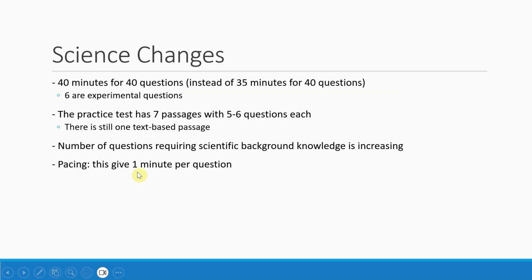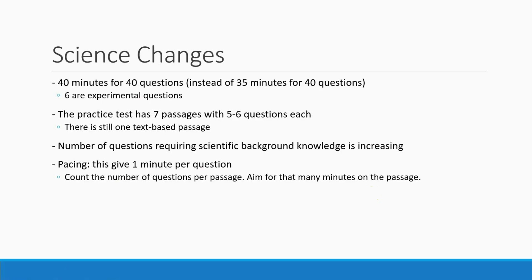Pacing-wise now, you're going to have 1 minute per question. That's pretty easy math to do. So just count the number of questions in a passage and aim for that many minutes on the passage. Because again, the passage length will change. So I can't just give a per passage time. And keep in mind it gets harder as you go. So if you can, try to go faster earlier on so you have more time later.